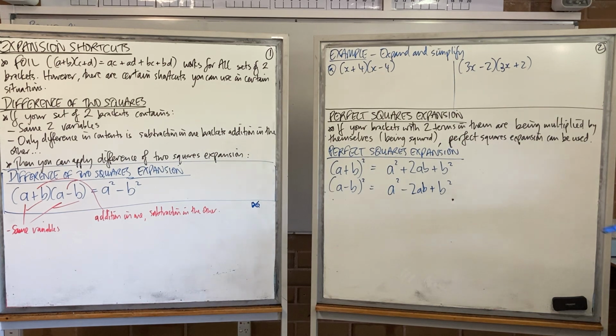So the situation is 2 sets of brackets. They contain the same numbers, but the only difference is one's adding, one is subtracting. You can jump straight to the answer by squaring A, minusing the square of B. 30 seconds, I'll do a demonstration here.